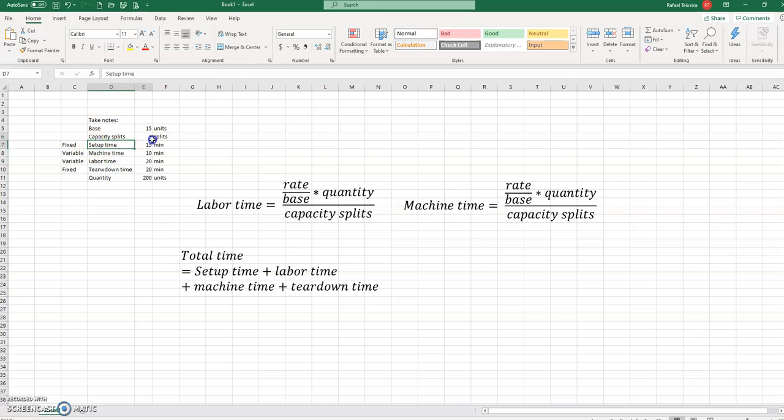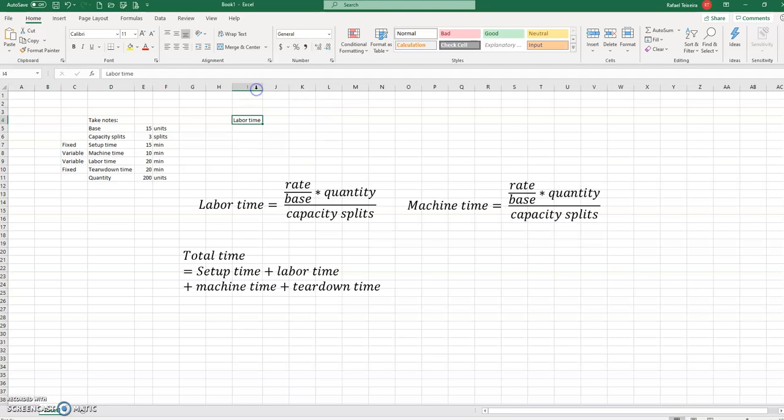We don't have to compute the setup time, we don't have to compute the tear down time, but we have to compute the labor time. So let's compute the labor time. The labor time is given by this formula. One of the components of labor time is rate over base. So I'm going to compute rate divided by the base here. The rate in this case is the labor time, 20 minutes, divided by the base, 15 units. That's rate divided by base.